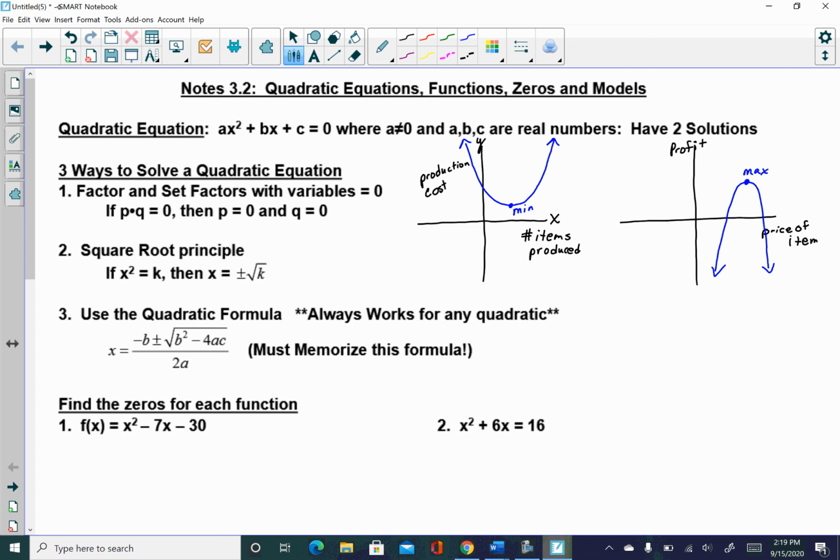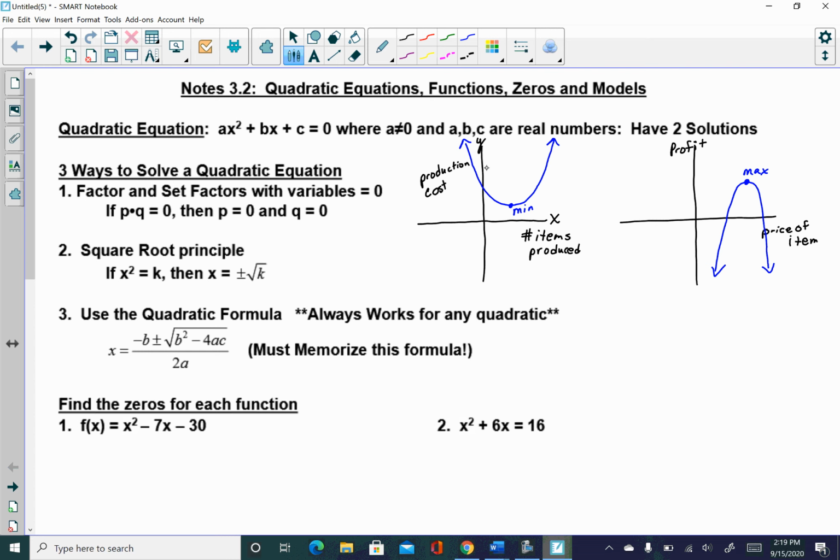But I thought what I would do over here at the top is just provide you a little bit of a foreshadowing, just so you would have a little bit of a taste of what's to come. So a couple of examples here of quadratic functions modeling in real life.